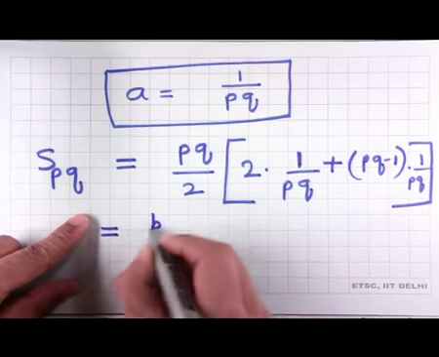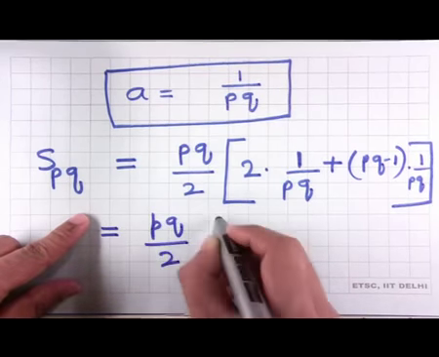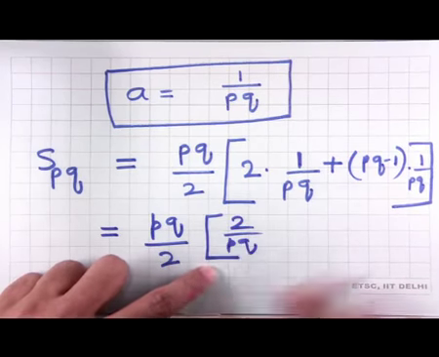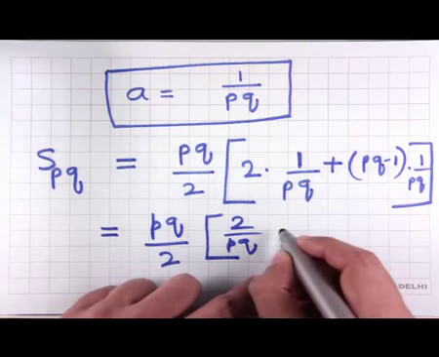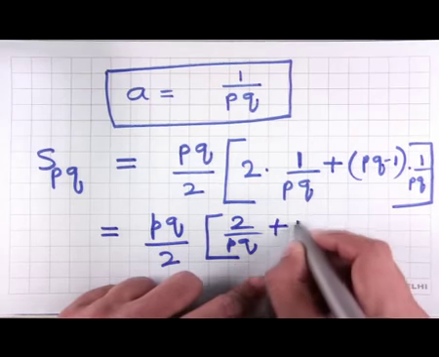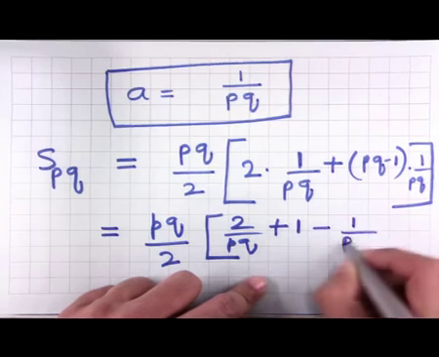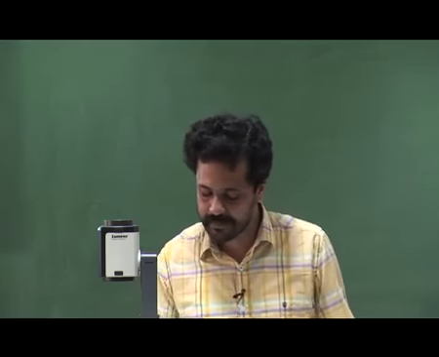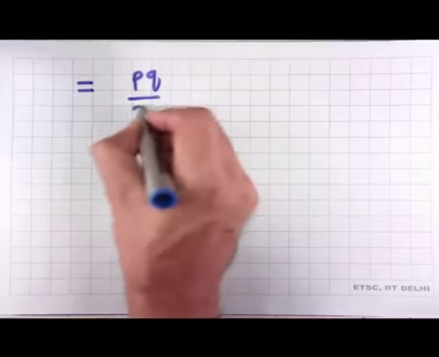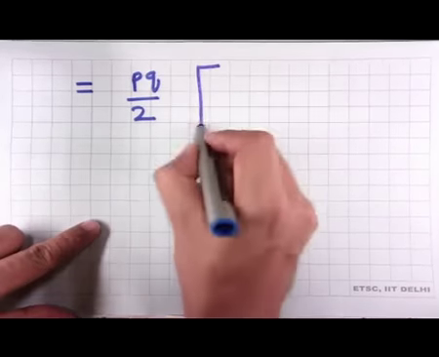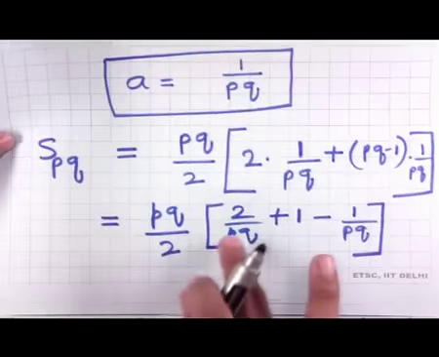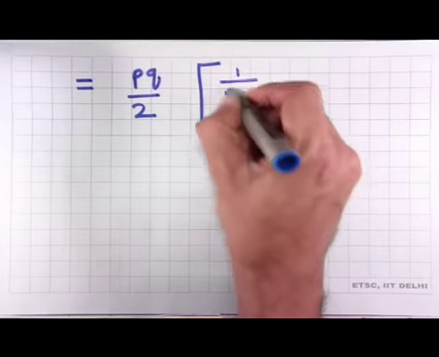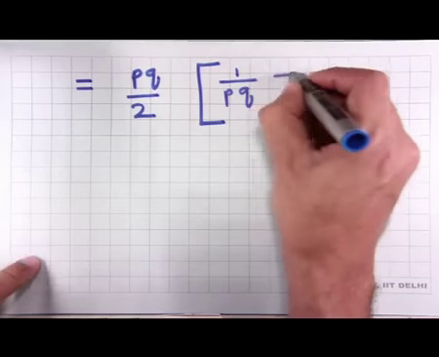This simplifies to PQ by 2, 2 by PQ, expanding this bracket, it will be 1 minus 1 by PQ, which on further simplification provides PQ by 2 into 2 by PQ minus 1 by PQ gives 1 by PQ plus 1.